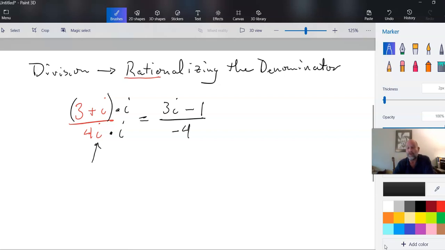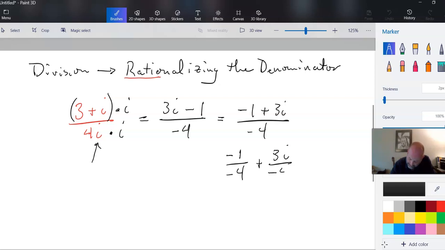Okay, my numerator is written in the wrong order. I need the real part to come first, then the imaginary part. So now this is -1 plus 3i. Notice I moved the subtraction to the front with the 1. And then I have a -4 down here. So what I can do is actually split this up over the denominator. This denominator divides both pieces of this numerator. So I have -1 over -4, and then over here I have plus 3i over -4.